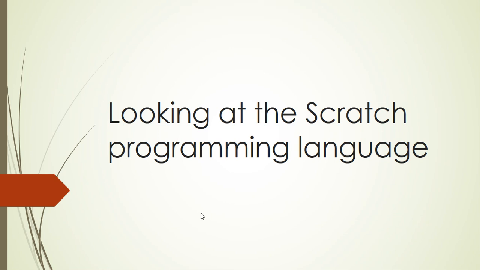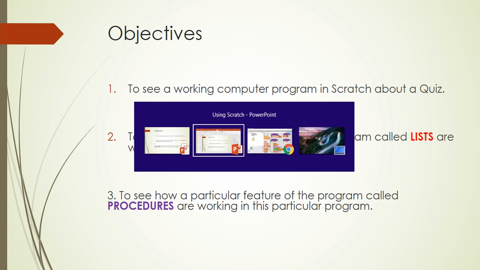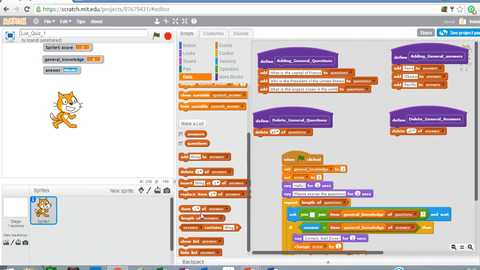In the video, we are looking at the Scratch programming language. The objectives are: 1. To see a working computer program in Scratch about a quiz. 2. To see how a particular feature of the program called lists are working in this program. And 3. To see how a particular feature of the program called procedures are working. So let's look at the program.